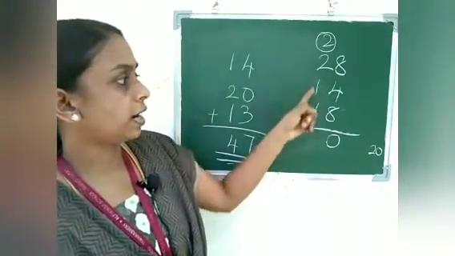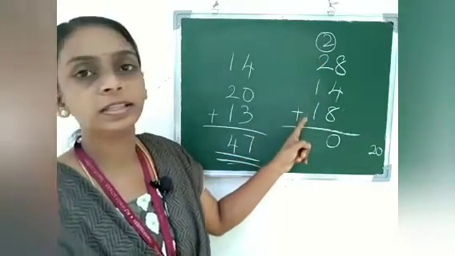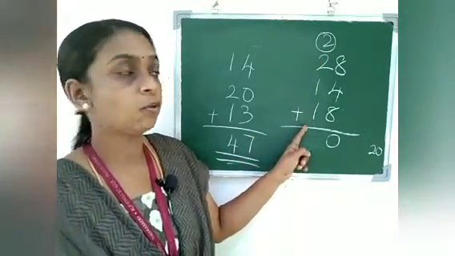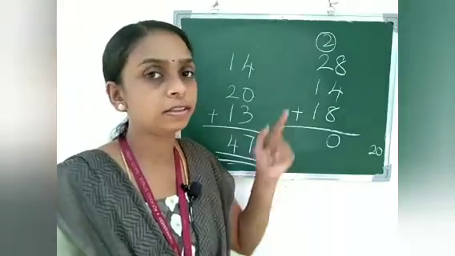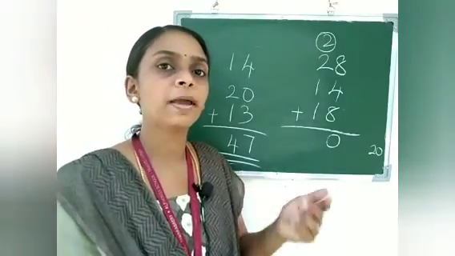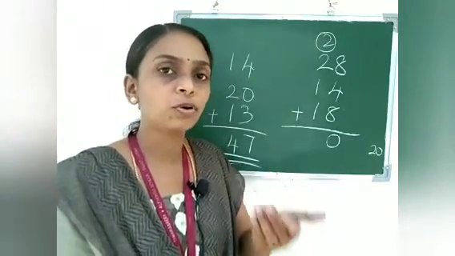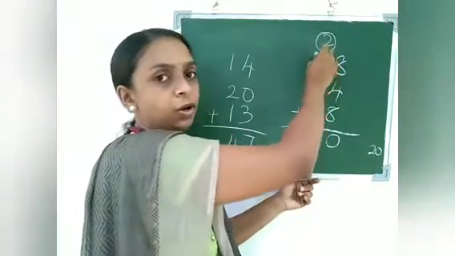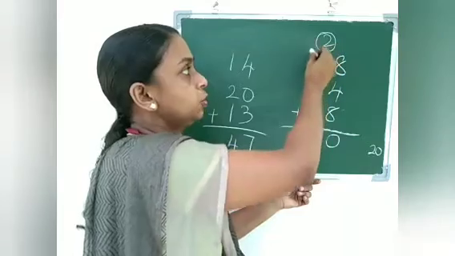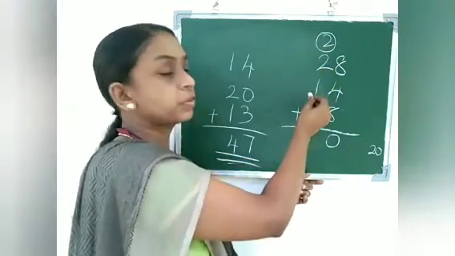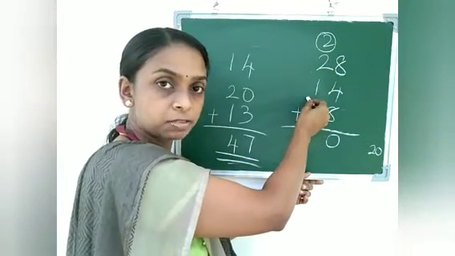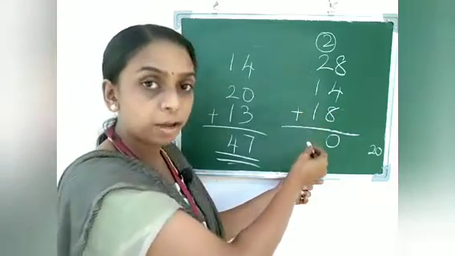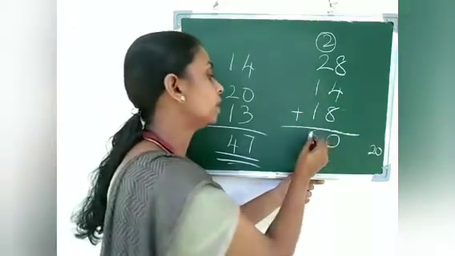Then we have to add the carryover with the remaining digits. Don't forget to add the carryover with the numbers, because everyone makes mistakes in that. So we add the carryover with the first number: 2 plus 2 is 4. Then 4 plus 1 is 5. Then 5 plus 1 is 6.